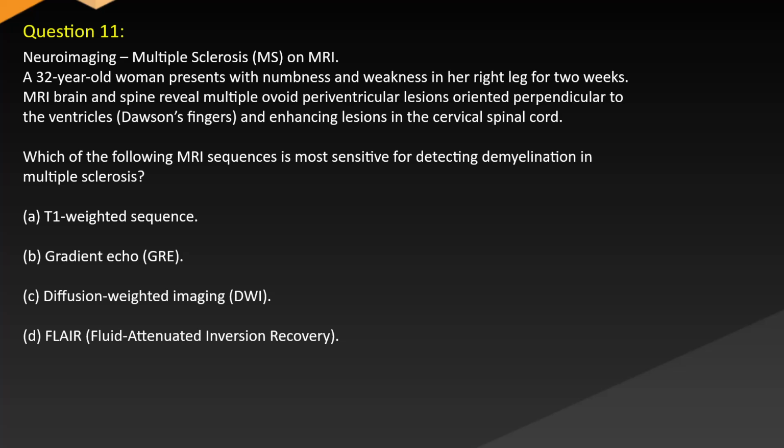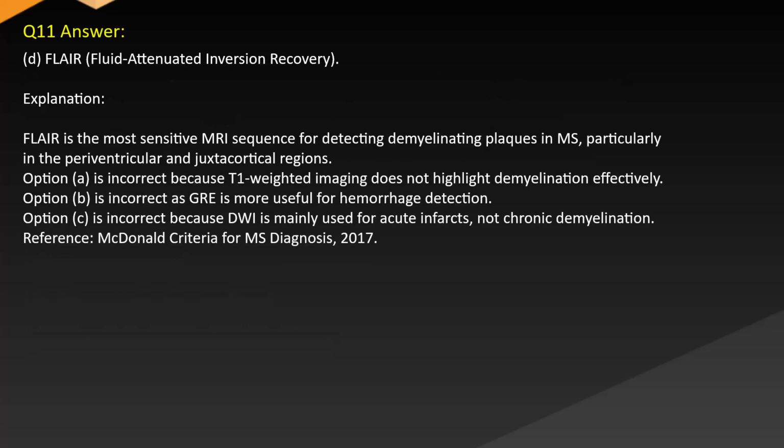Question 11. Neuroimaging. Multiple sclerosis, MS MRI. A 32-year-old woman presents with numbness and weakness in her right leg for 2 weeks. MRI brain and spine reveal multiple ovoid periventricular lesions oriented perpendicular to the ventricles, Dawson's fingers, and enhancing lesions in the cervical spinal cord. Which of the following MRI sequences is most sensitive for detecting demyelination in multiple sclerosis? A. T1-weighted sequence. B. Gradient echo. C. Diffusion-weighted imaging. D. FLAIR, fluid attenuated inversion recovery. Answer: D. FLAIR, fluid attenuated inversion recovery.